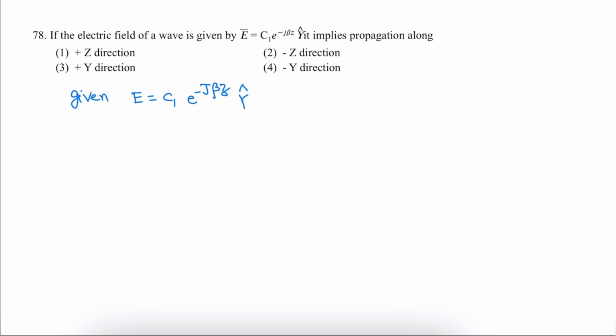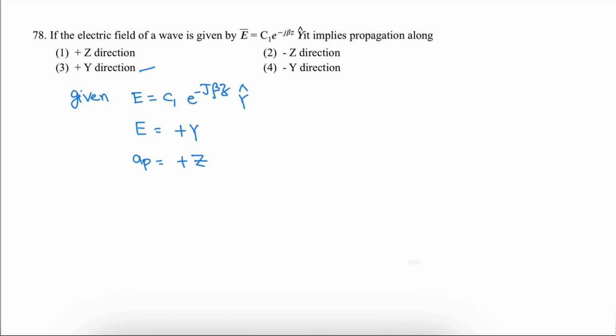Next question. Given electric field E is equal to C1 e power minus j beta z in the y cap direction. In this expression, the electric field component is in the positive y direction, and the wave is propagating in the positive z direction. So as per this, the correct option is 3.